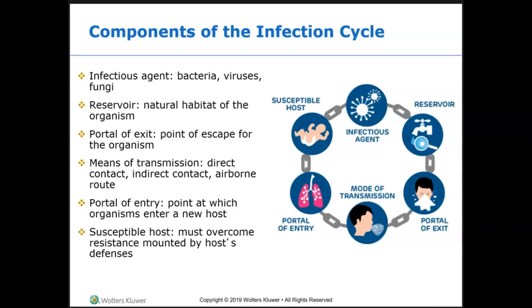Next, we have a reservoir. So a reservoir is where the organism is going to grow and multiply in the natural habitat of the organism. Possible reservoirs that support organisms' pathogenic growth in humans would be the human body, or it could be animals. Pathogens grow in soil. They actually grow in food, water, milk. Like I mentioned before, fomites, F-O-M-I-T-E-S, which are inanimate objects like desktops.